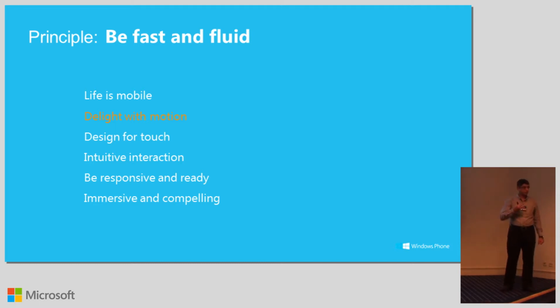So your content, your application needs to be fast. It needs to be fluid. It has to be always responsive to the user's interactions, right? And that is why, if you see now with Windows 8 and Windows Phone 8, we have the asynchronous programming model in place. So most of the APIs are asynchronous. The UI thread should not be blocked.